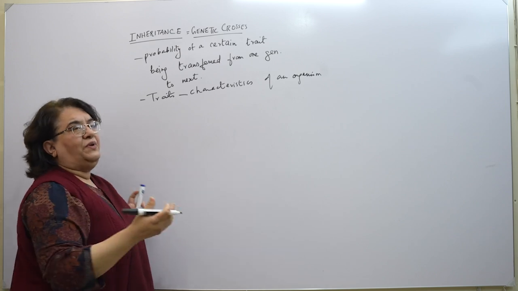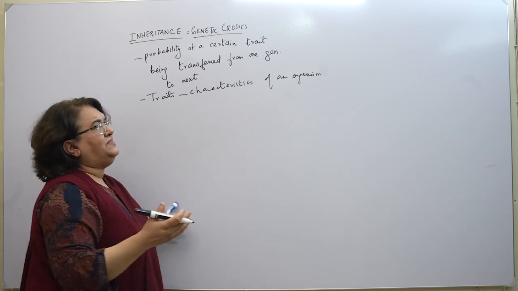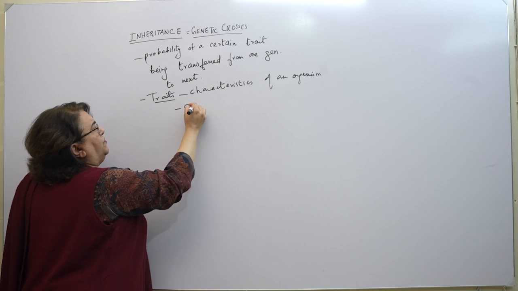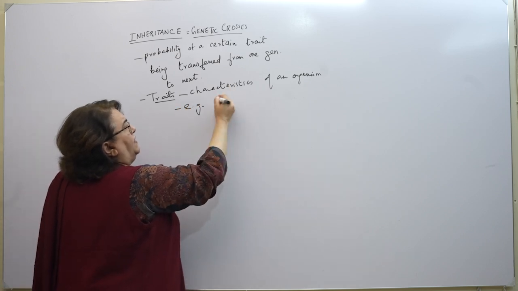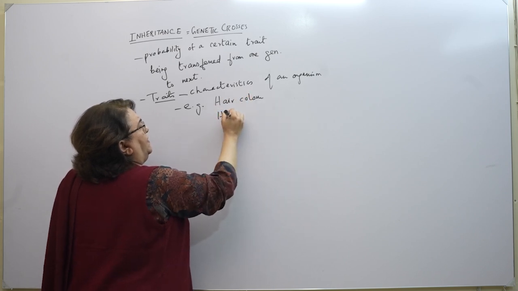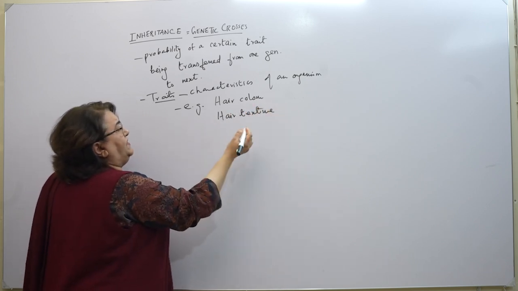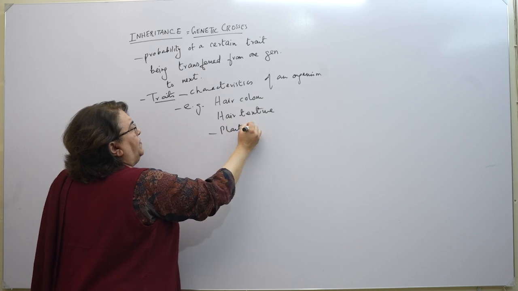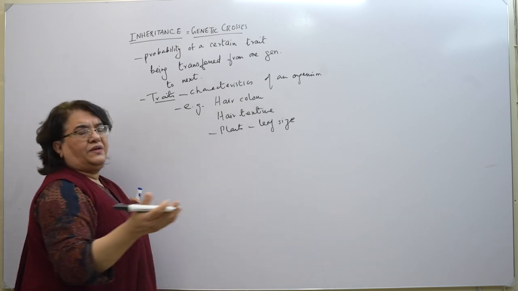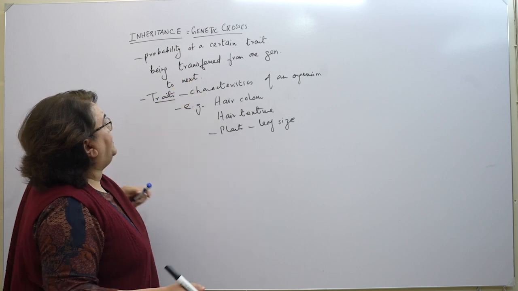Now, for example, this could be hair color, hair texture, the blood group, all right? And for plants, it could be the leaf size, the plant size, the height of the plant. For plants, we can also talk about leaf size and maybe the number of stomata and so on and so forth, right? Now, if we look at these traits, then we'll have to study genetic crosses.